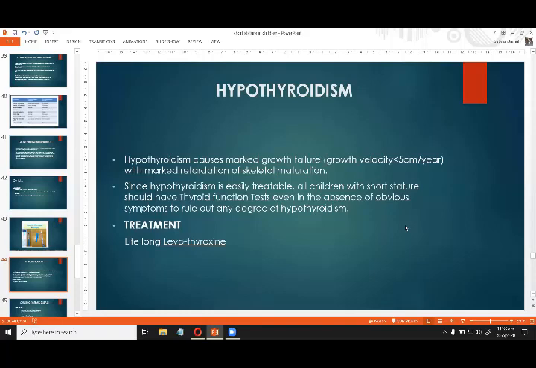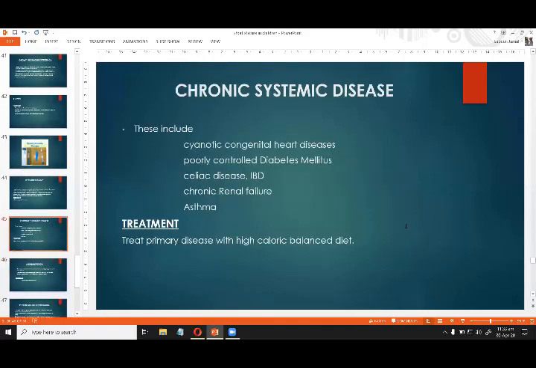Treatment is lifelong levothyroxine. Chronic systemic diseases include cyanotic congenital heart disease and others. Other important causes include poorly controlled diabetes mellitus, celiac disease, IBD, chronic renal failure, asthma. In all these chronic systemic illnesses, the children will be of short stature. If you have established that this child has some chronic illness that has led to the short stature, then once you treat the primary disease and give them a high calorie balanced diet, you are bound to treat the short stature as well.